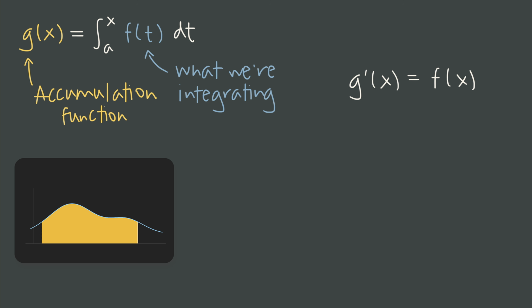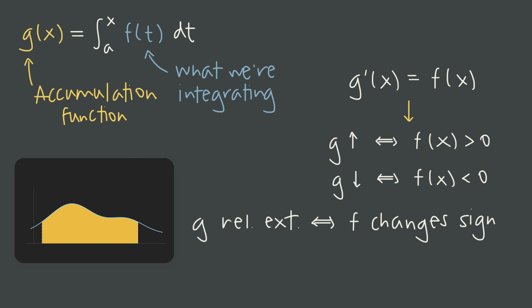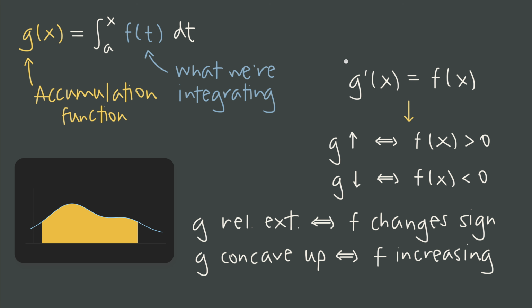Because of that, or flowing out of that, we get several properties of g that we can use, like the fact that g is increasing wherever f of x is positive, and g is decreasing wherever f of x is negative. G also has a relative extremum wherever f changes sign, and g is concave up wherever f is increasing. Because the derivative of g is f, so the derivative of g is the rate of change of f.